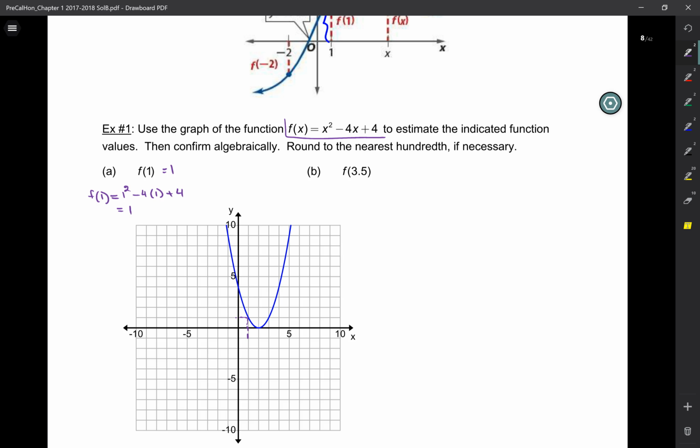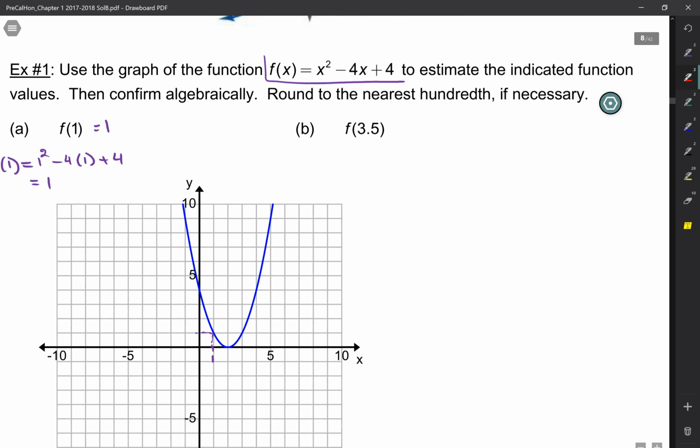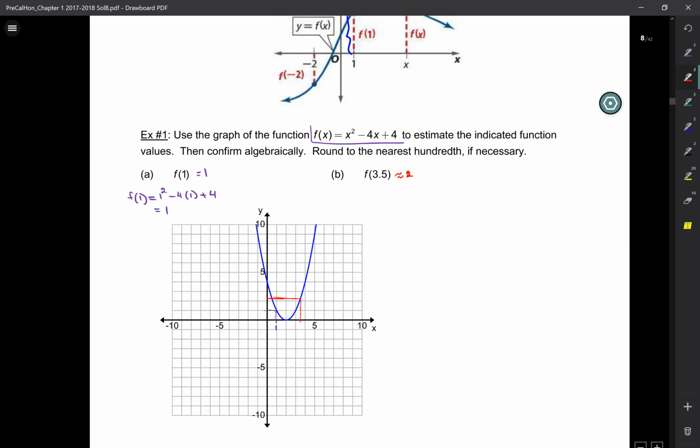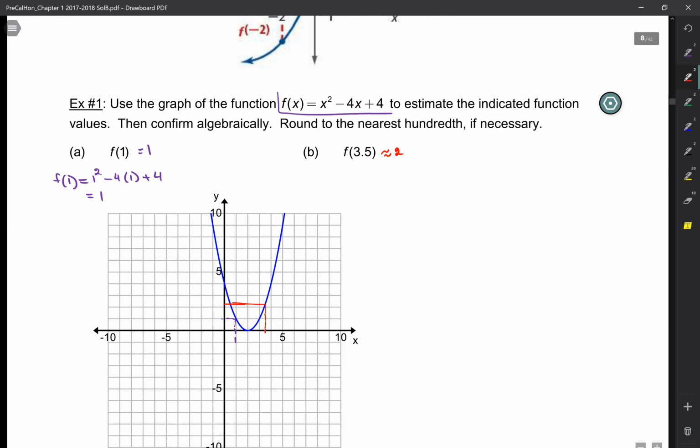Now, let's take a look at f of 3.5 using the graph. So 3.5, 1, 2, 3.5, that's here. And I'm supposed to go up. So it's somewhere over there. So it's about 2, right? Yeah. Well, now let's see algebraically what it is. Algebraically, it's 3.5 squared minus 4 times 3.5 plus 4. What would that turn into?